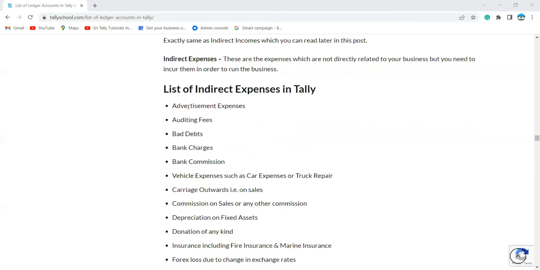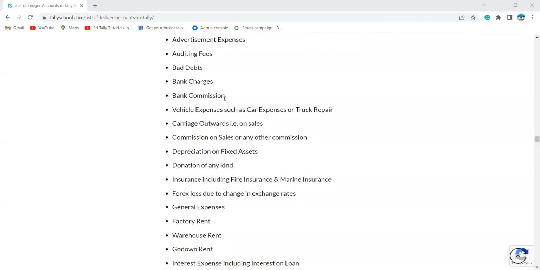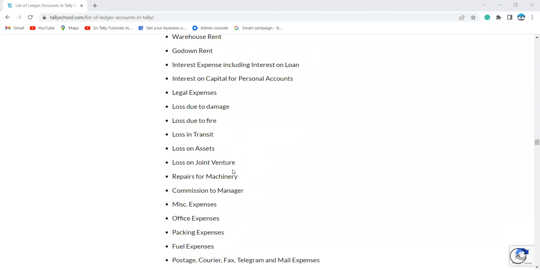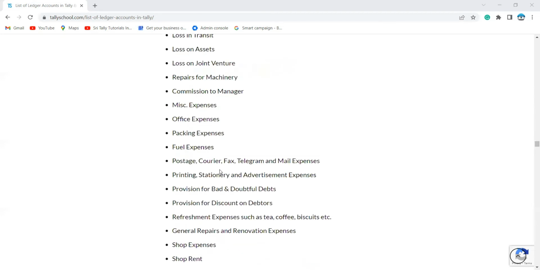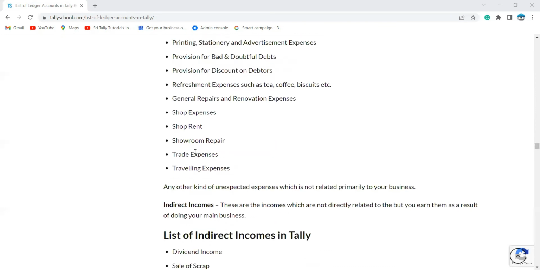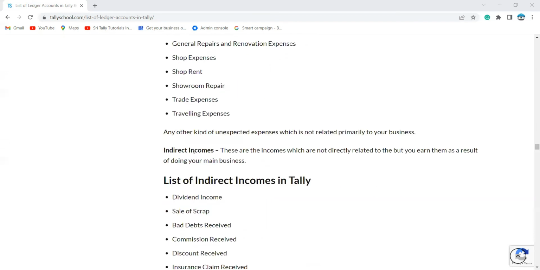For example, advertisement expenses, auditing fees, bad debts, bank charges paid, bank commission paid, salaries paid, carriage outward, depreciation on fixed assets, donations of any kind, general expenses, factory rent, warehouse rent, godown rent, legal expenses. We have so many expenses: commission paid, interest paid, packing charges, fuel expenses, printing and stationery, courier expenses, shop expenses, shop rent. All of this comes under indirect expenses.